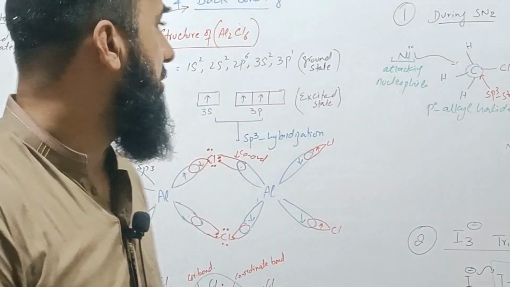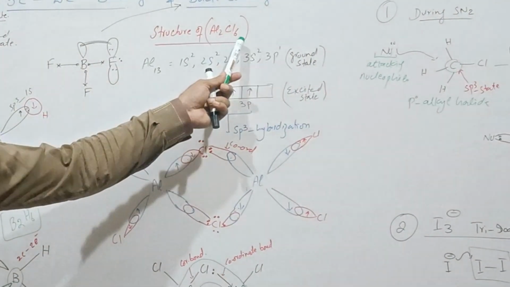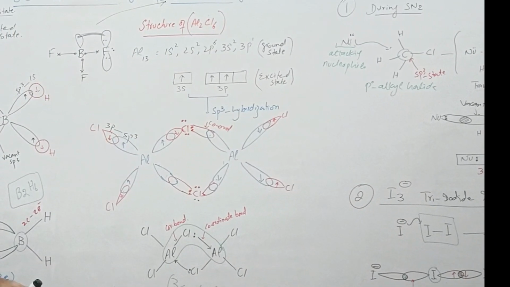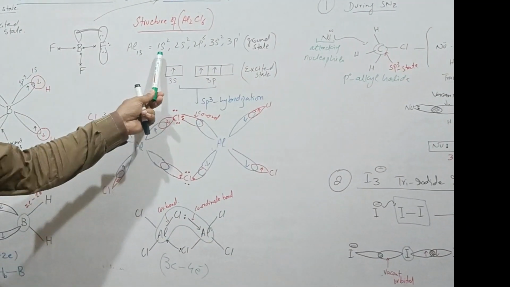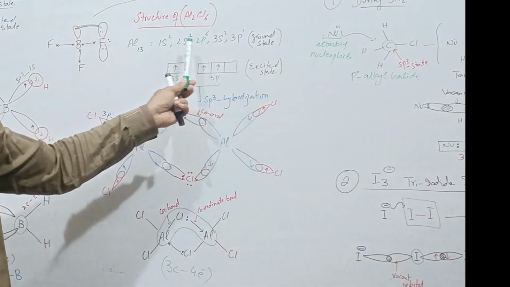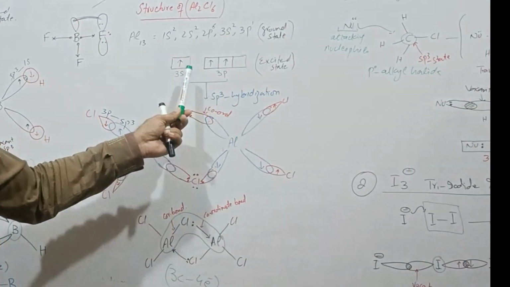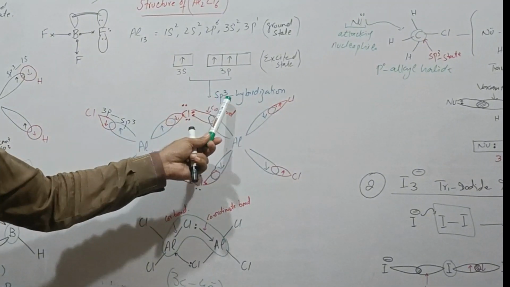If we see the structure of Al2Cl6, how does aluminium remove its electron deficiency? This is the electronic configuration of aluminum in ground state, and this is in excited state. Similarly, it also undergoes sp3 hybridization.